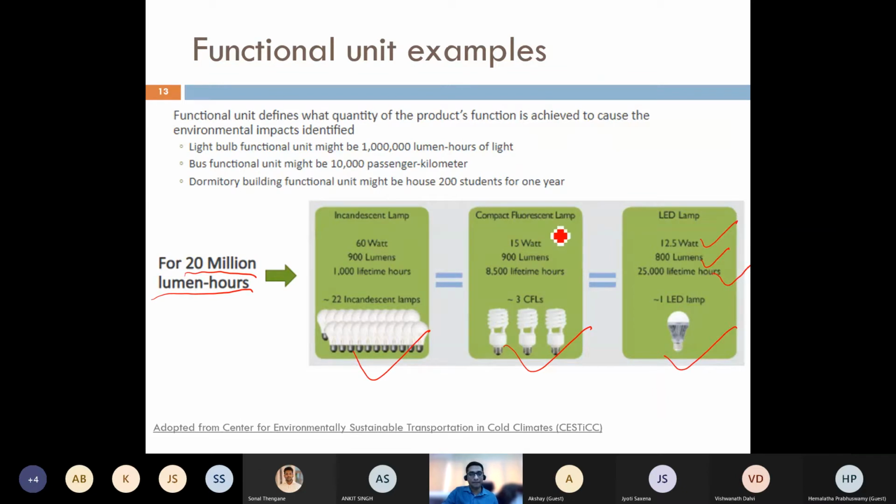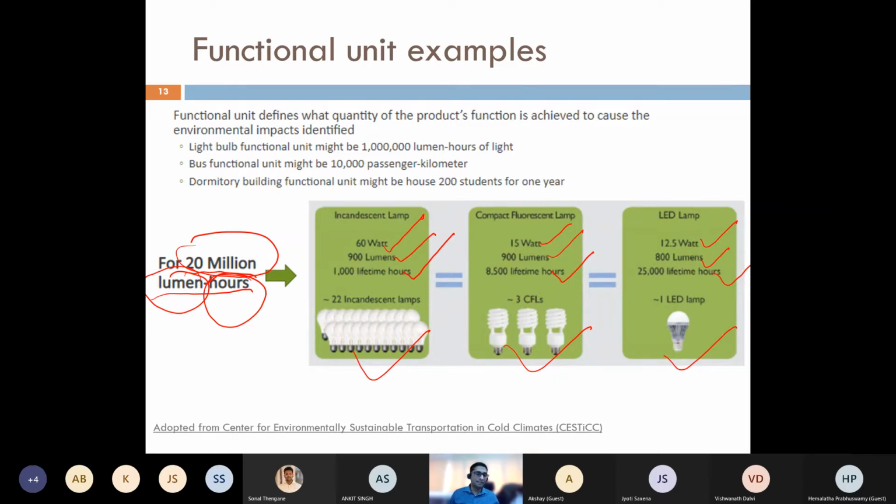Compare that with a CFL lamp. The energy input is more, the lumens are more, but the lifetime is less. Compare that with the most inefficient case, which is the incandescent lamp. The energy input is very high, the output is similar, and the lifetime is very less. So it has all the three features. It has the quantity, the quality. So the quantity is 20 million, the quality is lumens, and hours refers to time. So when we are comparing a lamp, a good function unit would be so and so lumen hours, which takes care of the quantity, quality, as well as the duration.